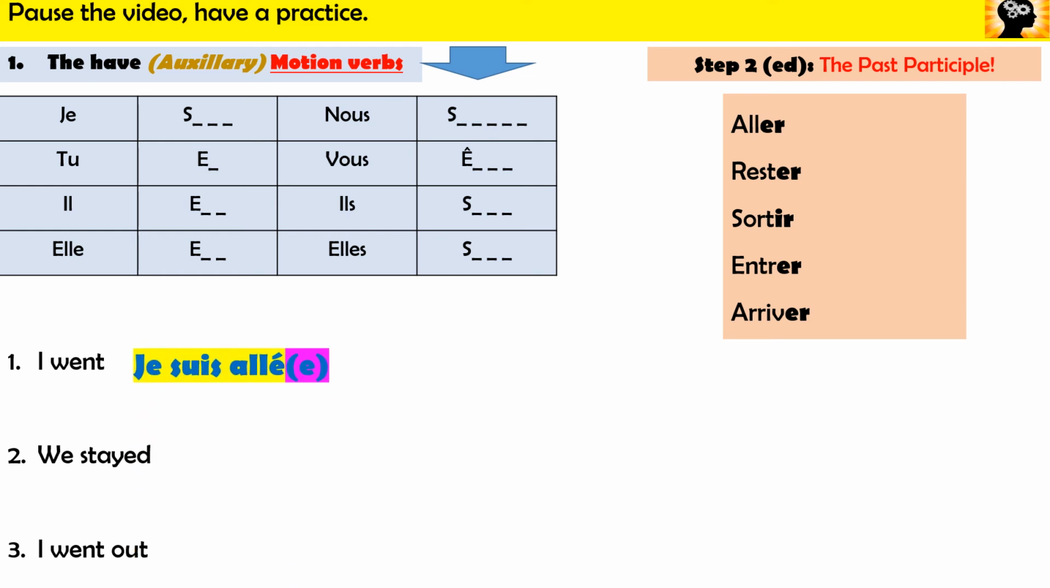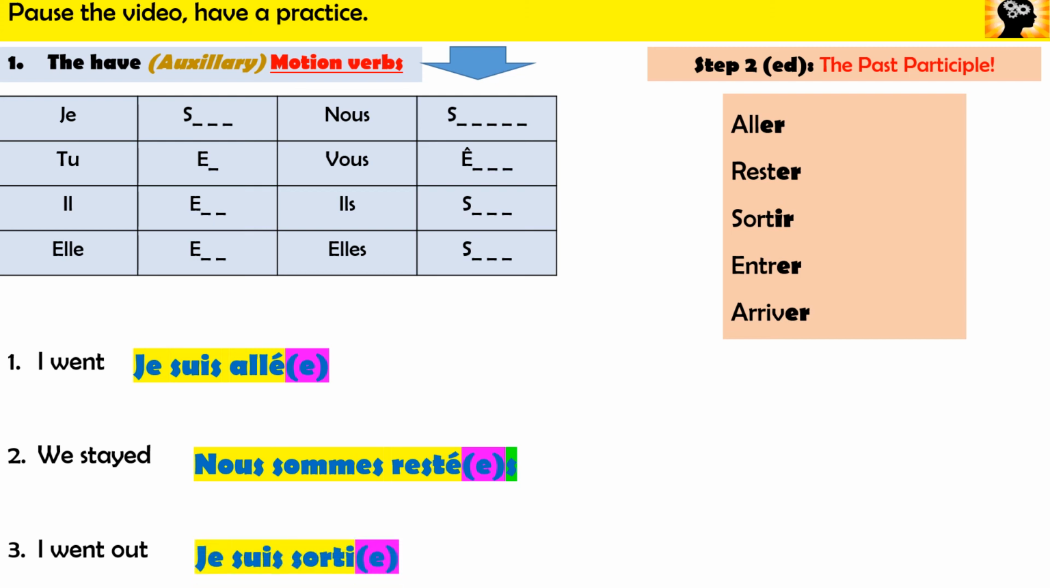I went is je suis allé. I put the E in brackets there because if you're a female watching this, you need to add that extra E when you're talking about yourself. We stayed is nous sommes restés. It has to have the S on the end. The E is in brackets because if you're talking about a we and it's just girls, then you will need that extra E. I went out is je suis sorti. Again, the E in brackets because you need to add that on if you're feminine.